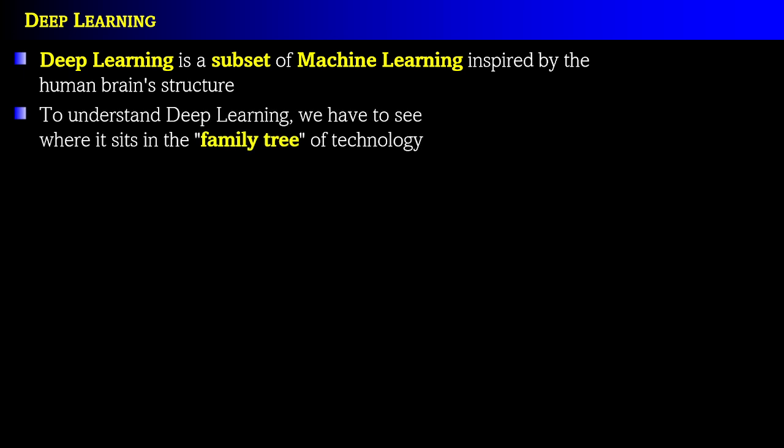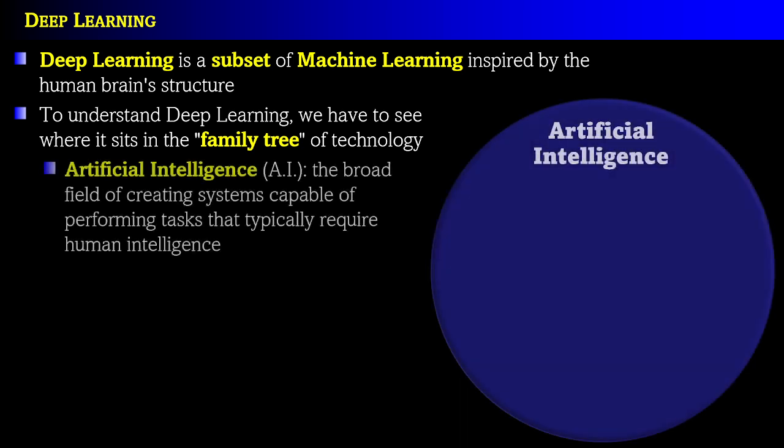So deep learning, as we've been learning with a lot of our AI examination over the last few parts, is a subset of machine learning, which is itself a subset of artificial intelligence. And it's inspired by the human brain's biological structure. To understand deep learning, let's go back and look at where it sits in that family tree.